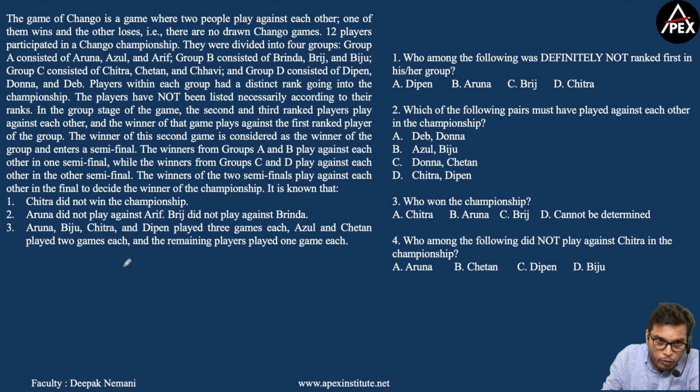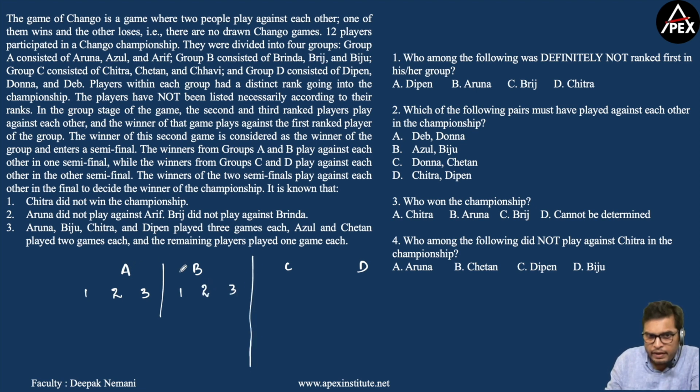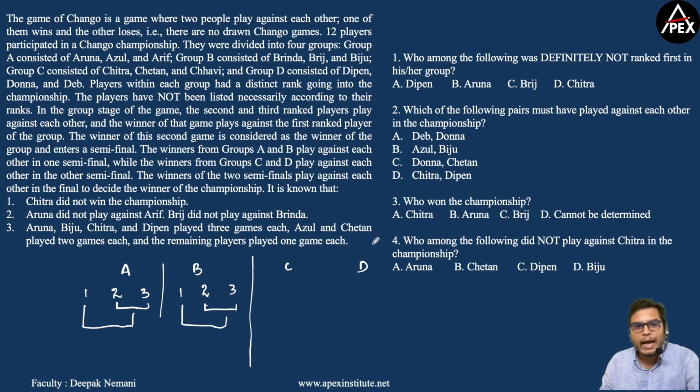Now we have 4 groups A, B, C and D. And in each group you have 3 players ranked 1, 2 and 3. So this is in group A, and similarly 1, 2 and 3 in group B. Now let me consider groups A and B. Now in group A, these two players play among themselves and the winner of this game will play with the player with rank 1. And similarly in group B, players with ranks 2 and 3 play among themselves and the winner of this game will play with the rank 1 player.